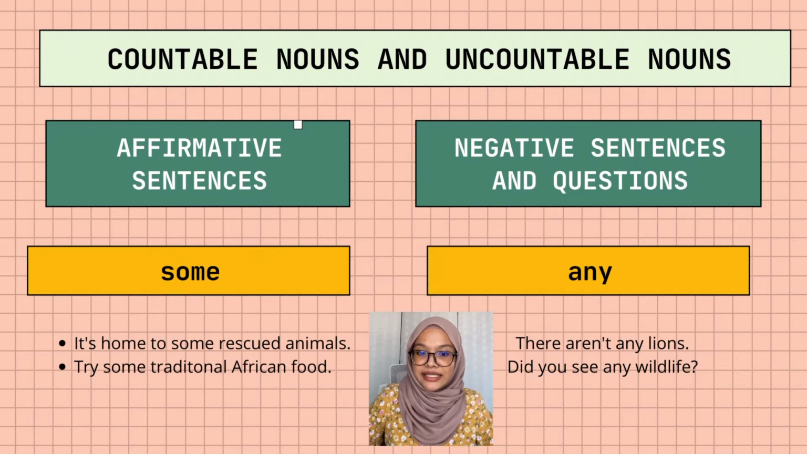Meanwhile, any is usually used for plural countable nouns and uncountable nouns in questions and negative statements. When it is used with countable nouns, they are always plural. When it is used with uncountable nouns, they always become singular. For example, there aren't any lions. Did you see any wildlife?